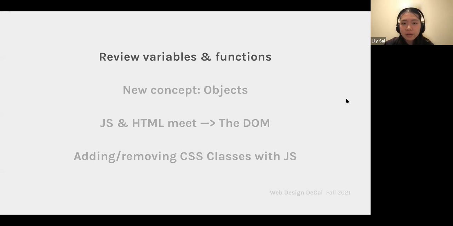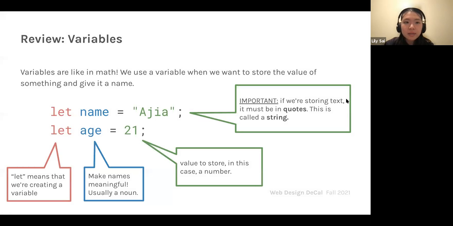So for the review, we can start with reviewing variables. So variables in JavaScript are really similar to variables in math. We use them when we want to store a value and give it a name. And we would want to create variables for values that we want to use over and over again.